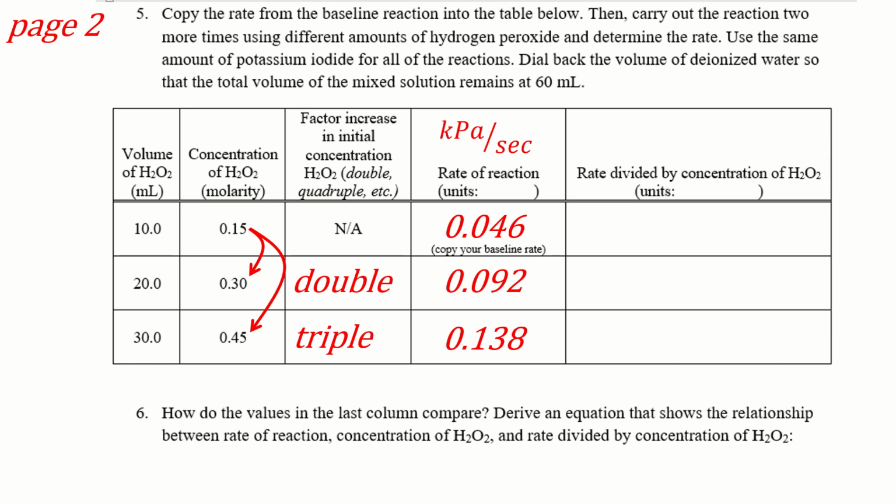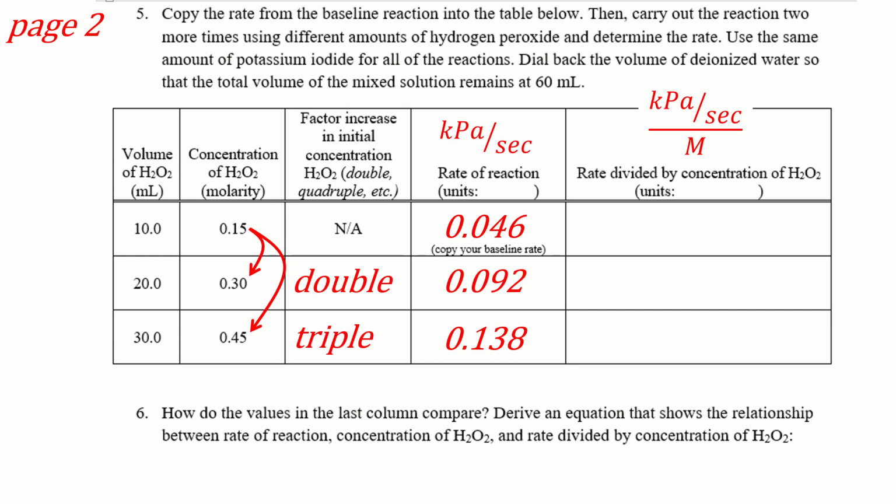So now what we're going to look at is the relationship between this column right here, the rate, and the concentration. One way to see what kind of a relationship we've got is to take the rate and divide it by the concentration and see if we get a constant. So the unit for this is going to be the unit of the rate divided by the unit of concentration, specifically kPa per second per molarity.